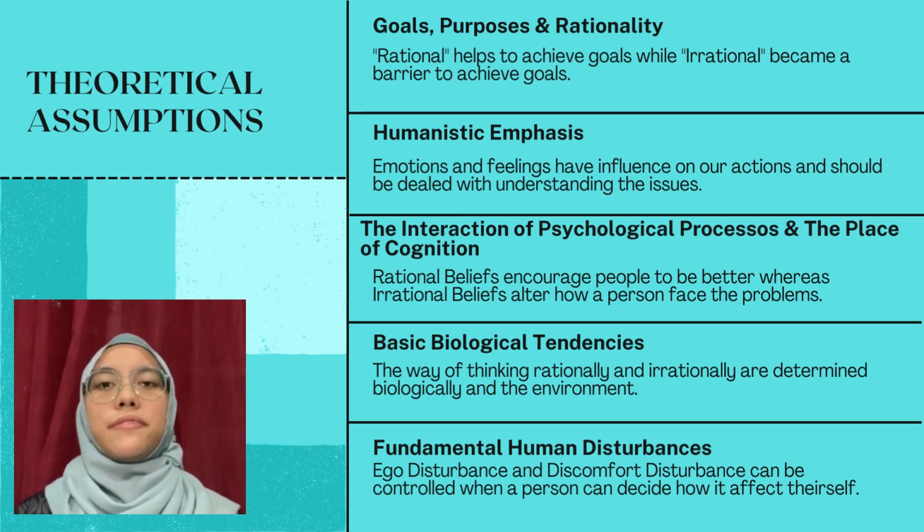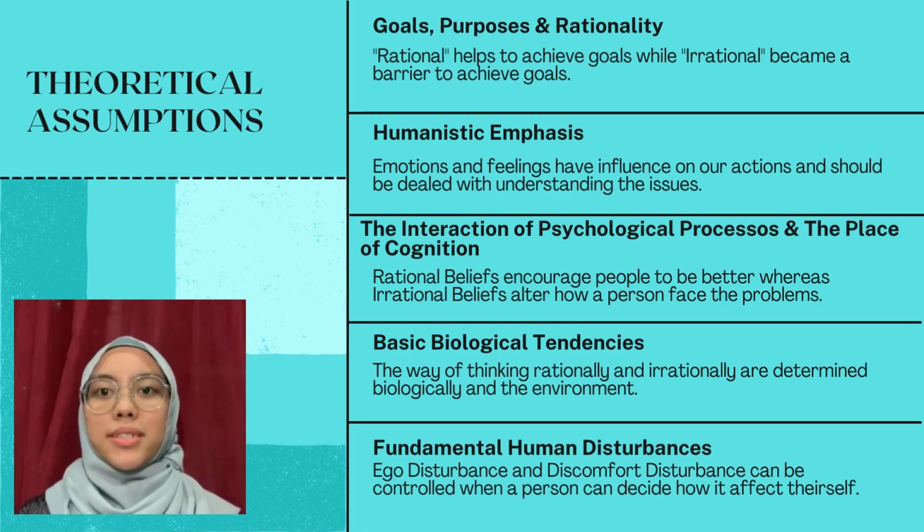The last one is fundamental disturbance, where there are two types of disturbance, which are ego disturbance and discomfort disturbance. Ego disturbance is about blaming themselves and feeling like they are not good enough, and discomfort disturbance is when a person does not get what they want. They start to feel restless and stressed until they get what they wanted. This disturbance can be controlled by the person on how it will affect them.